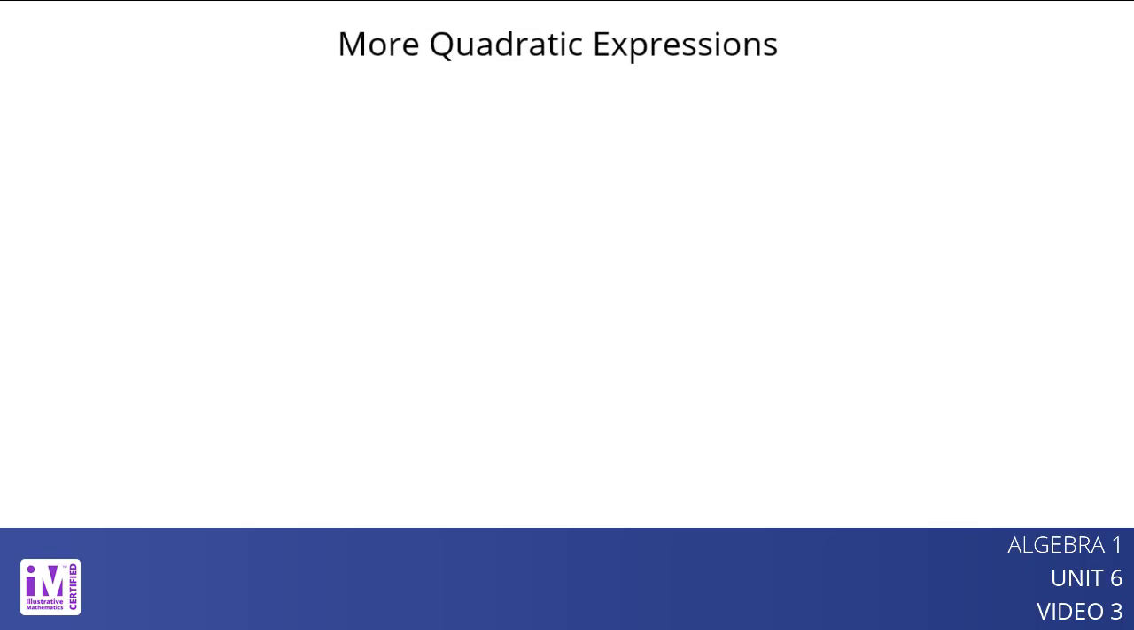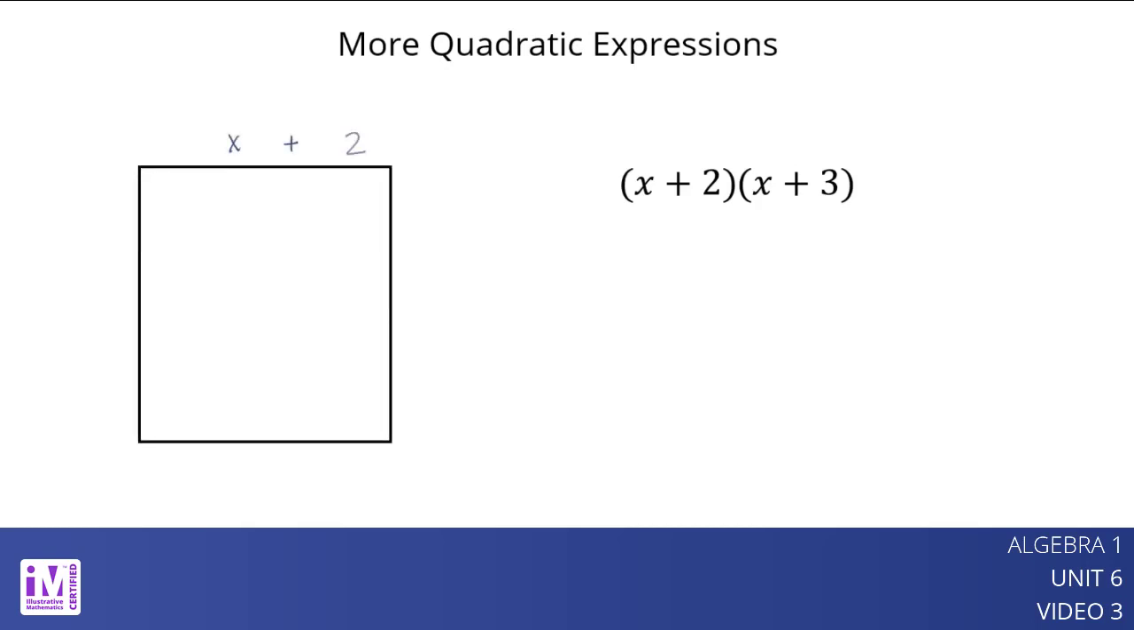Sometimes a quadratic expression is a product of two factors that are each a linear expression. For example, the quantity x plus 2 times the quantity x plus 3. We can write an equivalent expression by thinking about each factor, the quantity x plus 2 and the quantity x plus 3, as the side lengths of a rectangle. Then, decompose each side length into a variable expression and a number. Multiplying the quantity x plus 2 and the quantity x plus 3 gives the area of the rectangle.